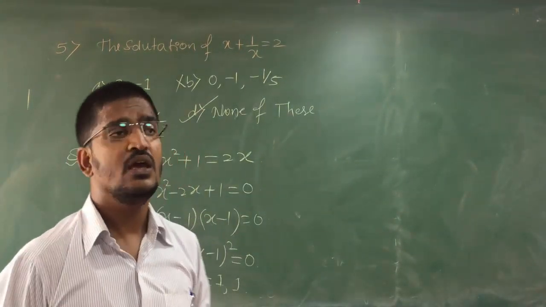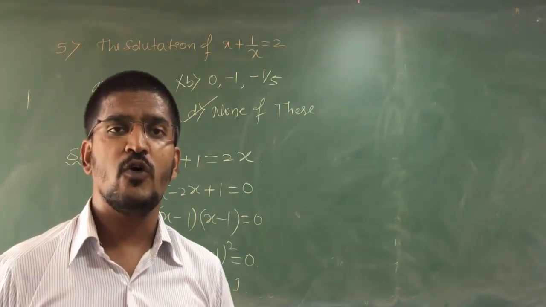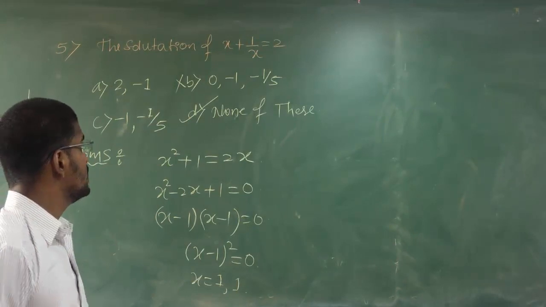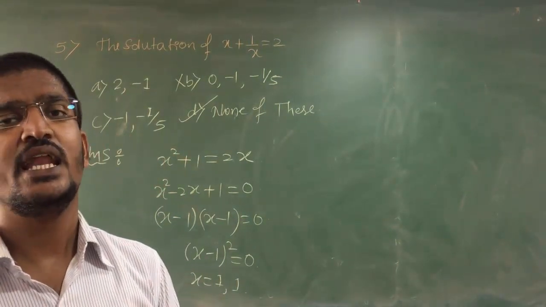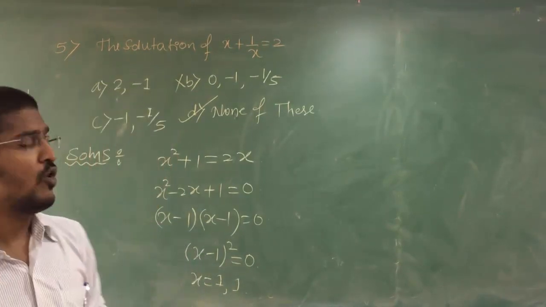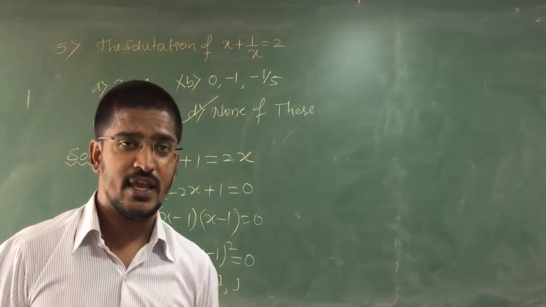Among those 3, if I simplify, you are going to have x equal to 1, 1. Therefore among those there is no answer. Therefore option D will be your answer. That is, none of these. So option D is correct for question number 5.